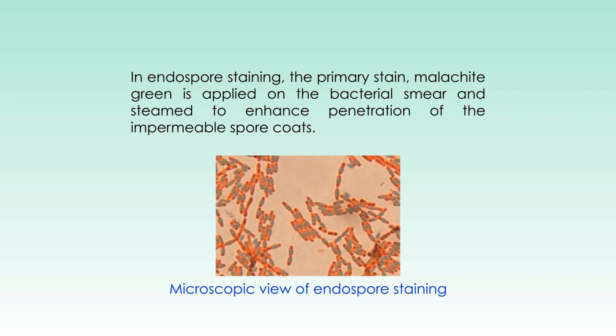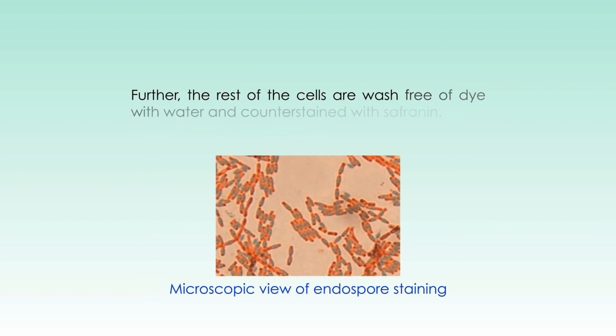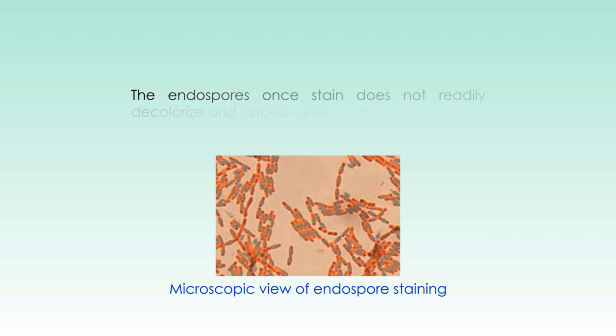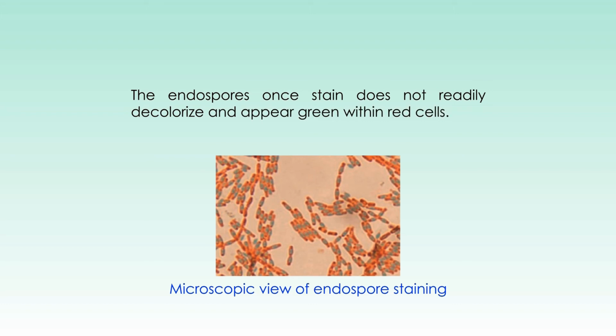In endospore staining, the primary stain, that is the malachite green, is applied on the bacterial smear and steamed to enhance penetration of the impermeable spore coats. Further, the rest of the cells are washed free of dye with water and counterstained with safranin. The endospores, once stained, do not readily decolorize and appear green within red cells.